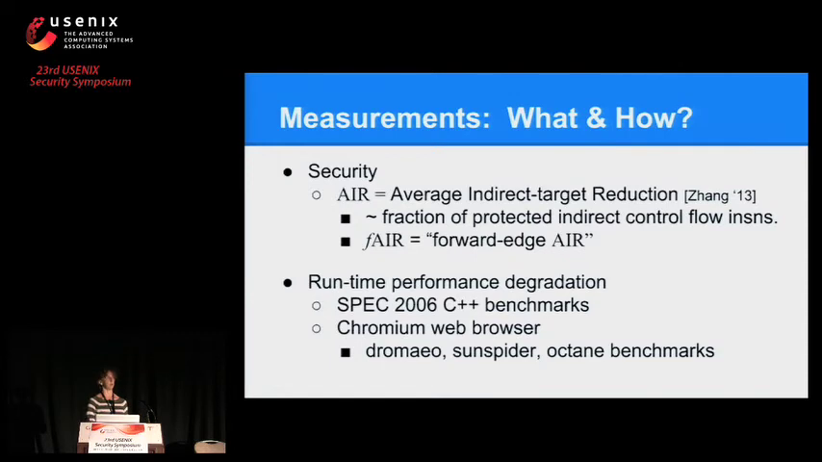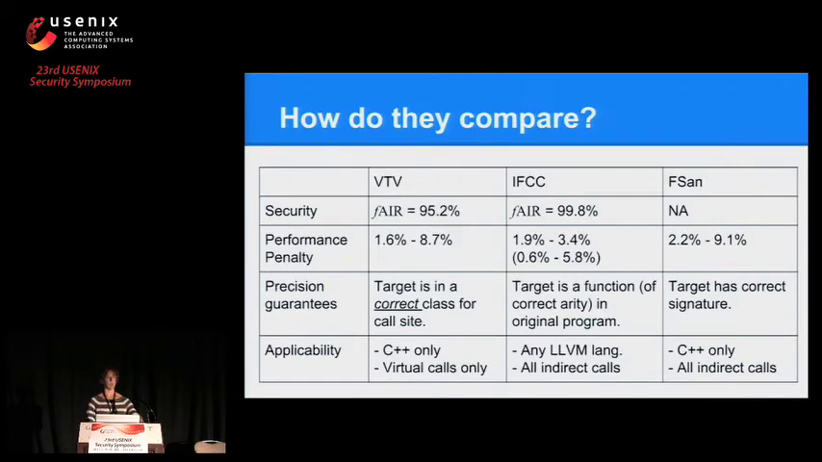So then we calculated the FAIR metric for both VTV and IFCC on the Chromium web browser, which we compiled with our implementations. For the runtime performance degradation, we looked at the SPEC C++ 2006 benchmarks and also the Chromium web browser running standard browser benchmarks: Dromaeo, SunSpider, and Octane. And then, of course, we built the benchmarks with and without VTV and with and without IFCC and looked at how they performed. And this table gives you an overall summary of how everything compared.